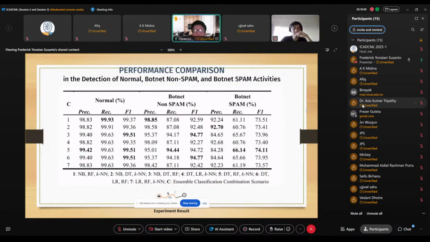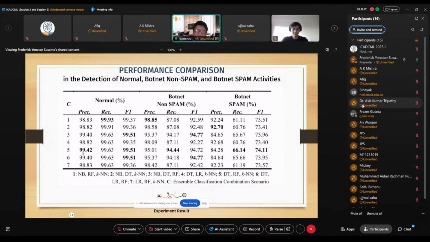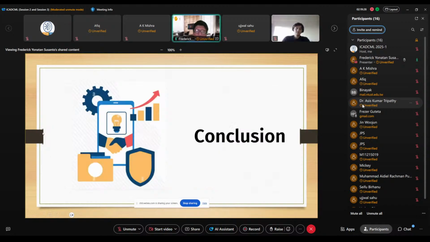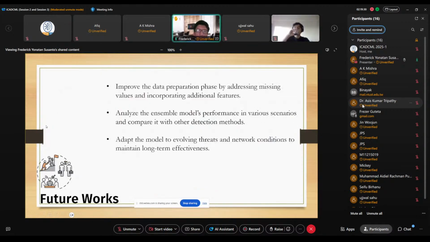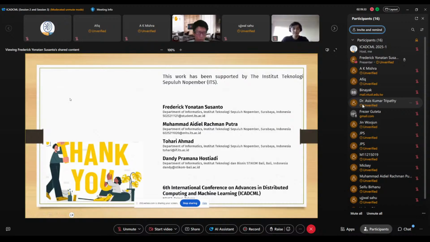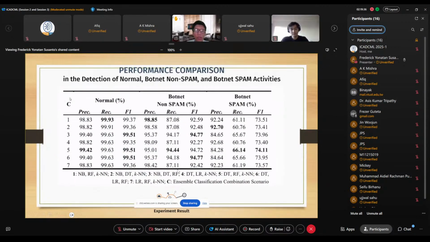Now this is the first table. From the table, we can provide a comprehensive performance comparison of 7 ensemble classification combinations in detecting normal activities, botnet, and botnet spam. Combination 5 demonstrates the best overall performance, achieving an impressive F1 score of 99.51% for normal detection and 74.72% for botnet non-spam detection.